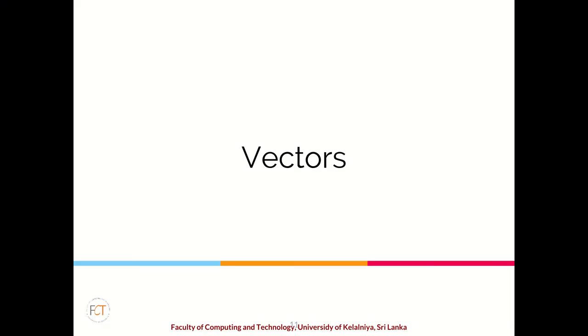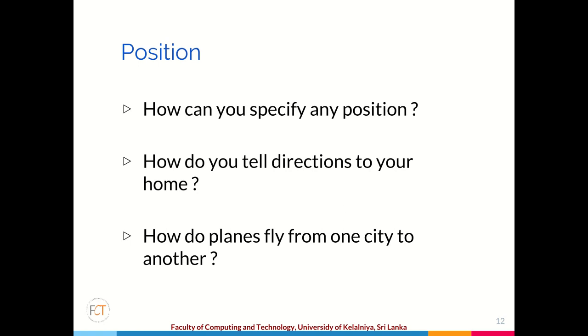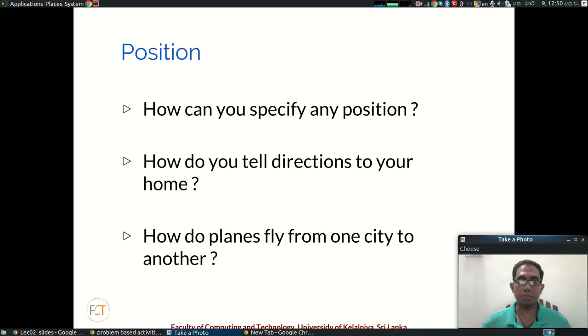Okay, so another concept that I'm going to introduce is what's called vectors. If you want to specify a position, how can you specify any position? How would you tell directions to your home? When you start to give directions to your home, you need a starting point, and then you'll ask, okay, where are you coming from? If you're coming from there, then you can tell directions. Okay, you have to go 10 kilometers towards, let's say you're coming from Dalukama to Pallikoda, and you say, okay, you have to take the Kandy Road, and you go this many kilometers towards Colombo, starting from Dalukama. So you see, you're starting from a single point, and then you're telling directions from that point onwards.